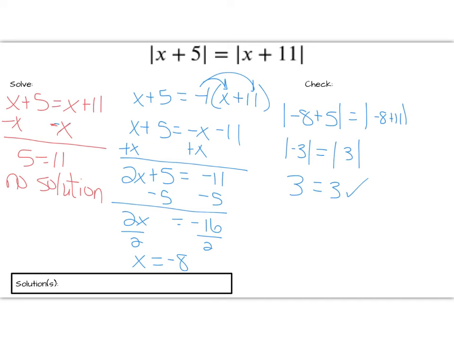Well, those are both 3, so that's true. So my solution, the one that made the equation true, is -8. So this one had one solution of -8.